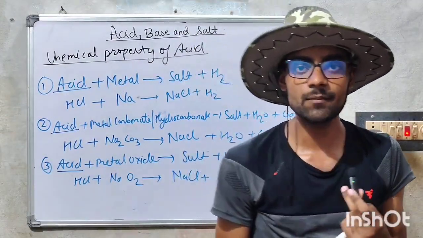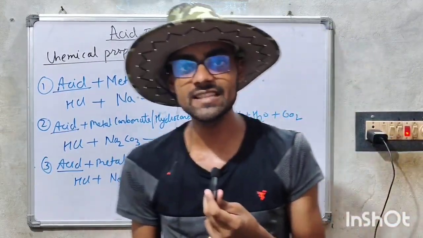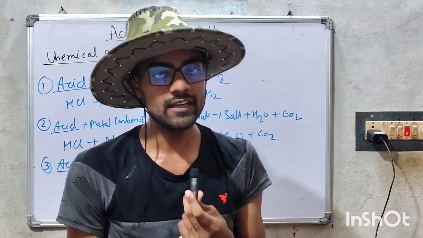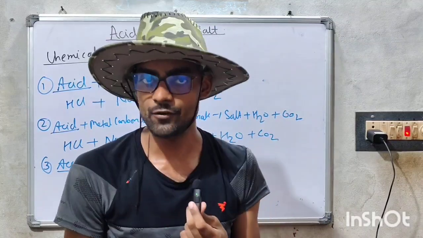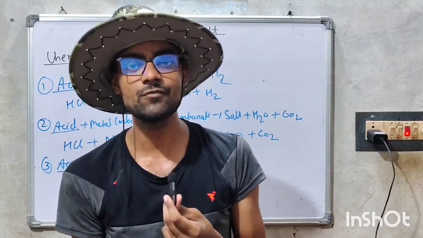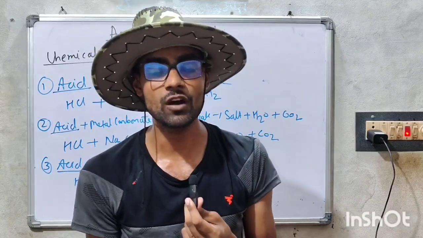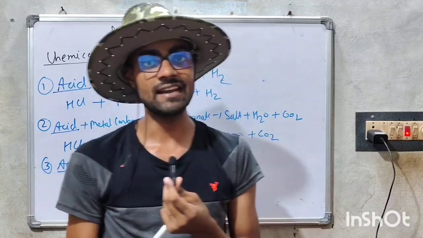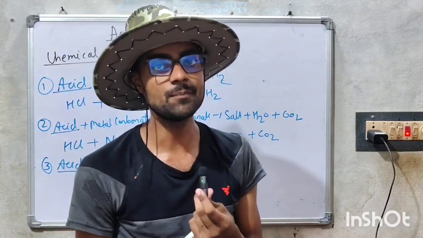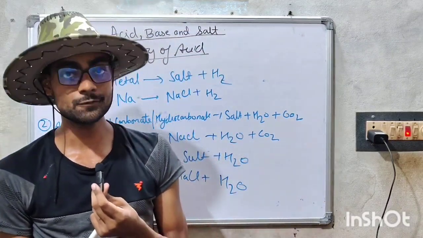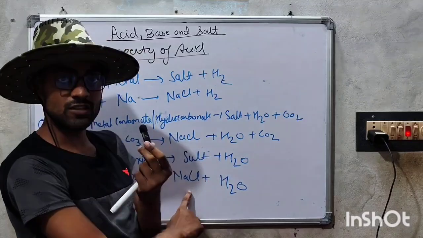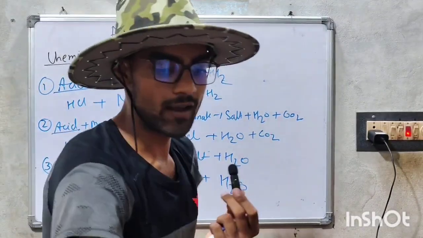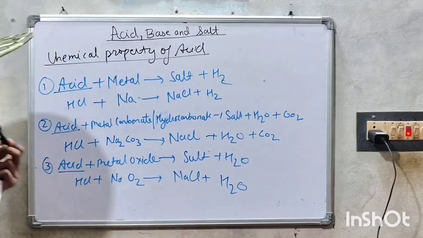So there are three chemical properties of an acid. The first one, acid reacts with the metal, then it will give salt plus hydrogen. The second one, acid reacts with the metal carbonate or metal hydrogencarbonate, then it will give salt plus water plus carbon dioxide. And the third one, acid reacts with the metal oxide, then it will give salt plus water. And now we will discuss the base.